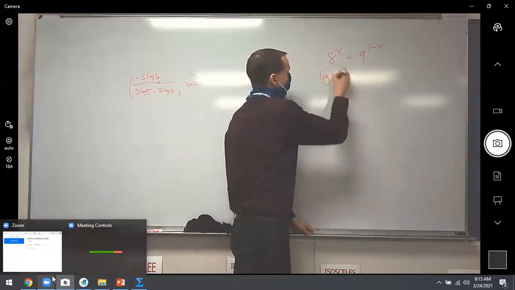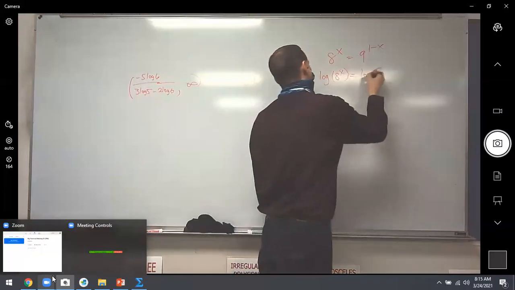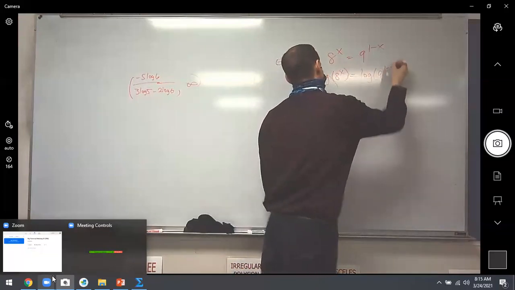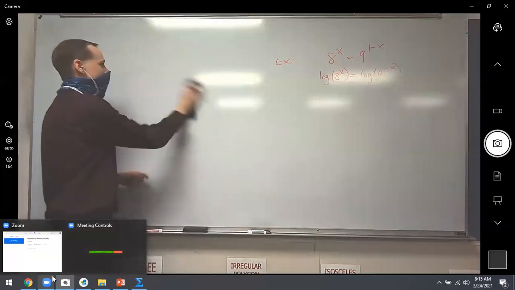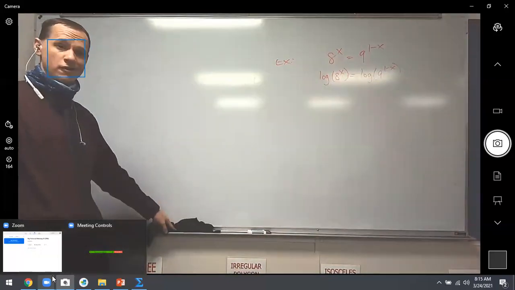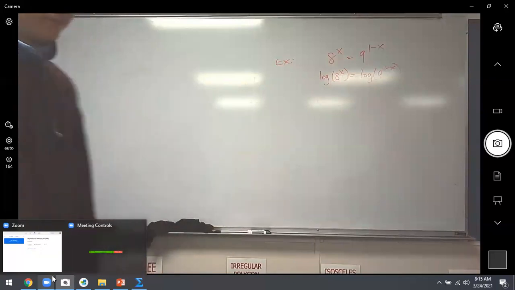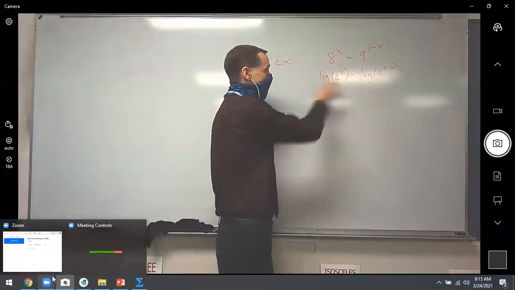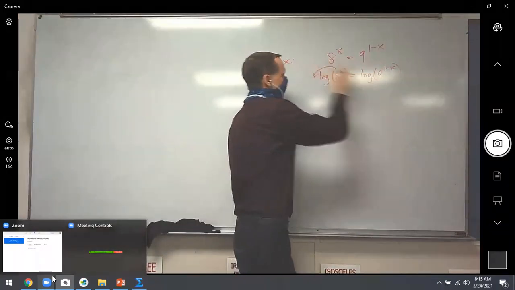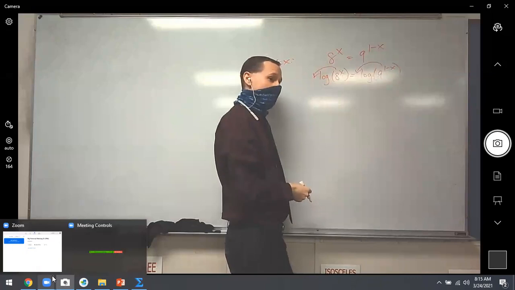Log of this side, log of this side. So you always start off one of these problems. Just an equation this time, no inequality or anything like that. Don't have a range of things. And of course, the whole reason you're doing this is because it doesn't matter that these bases are different. The exponents can still come out in front, correct?